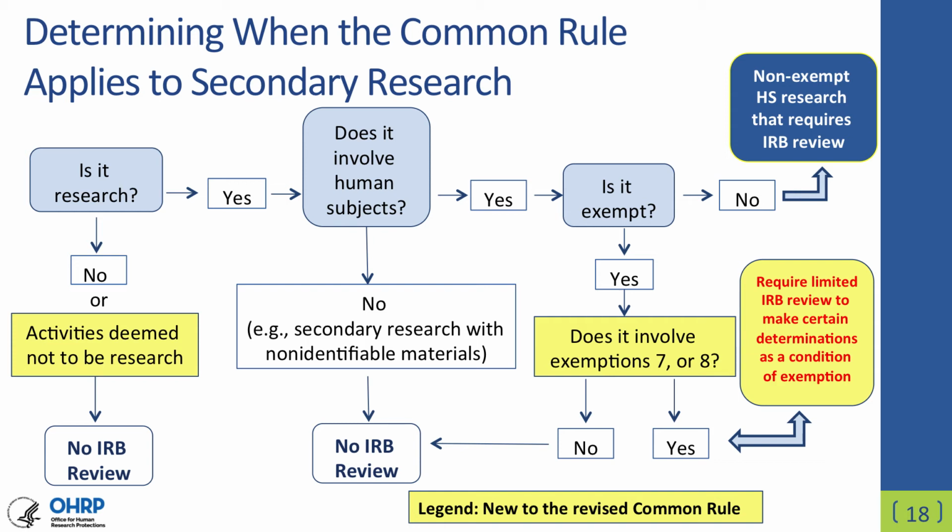And if the answer to that is yes, we want to ask the question, so we're talking about exemptions 4, 7, and 8, essentially. But if the exemptions do not involve 7 and 8, so in other words 4 in this case, then again there's no IRB review required. On the other hand, if the exemptions actually involve one of these 7 or 8, don't forget that we actually do need to have a limited IRB review situation to make sure that the conditions are satisfied before the investigator can use these exemptions 7 or 8.